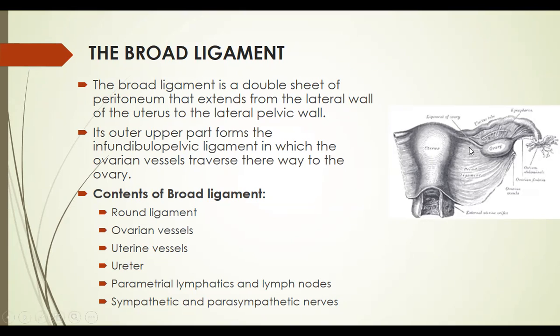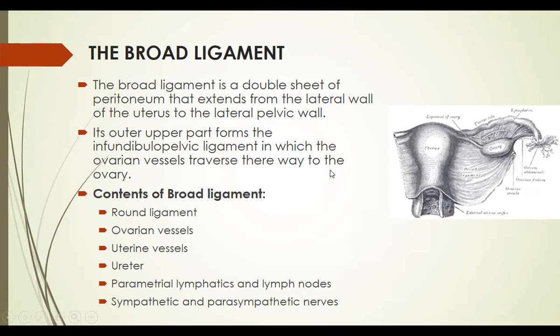It is nothing but a peritoneal fold which is hanging on the uterus, covering the uterus from front and back, as well as the fallopian tubes also. The broad ligament is a double sheet of peritoneum that extends from the lateral wall of the uterus to the lateral pelvic wall. Its outer part forms the infundibulopelvic ligament in which the ovarian vessels traverse their way to the ovary. So these are the two folds of the peritoneum, and in between will be the passage of the ovarian vessels, ovarian artery as well as the veins.